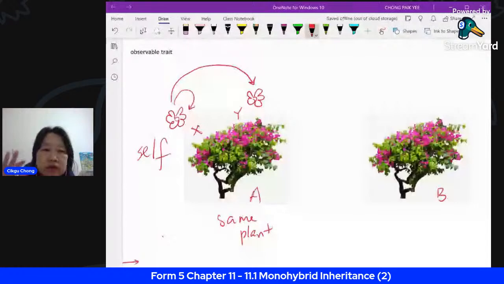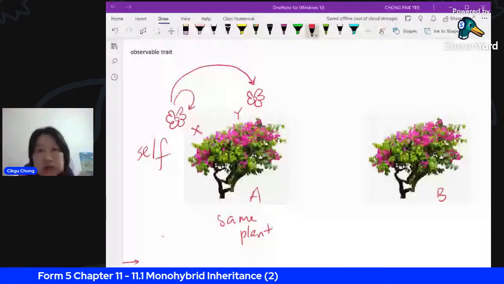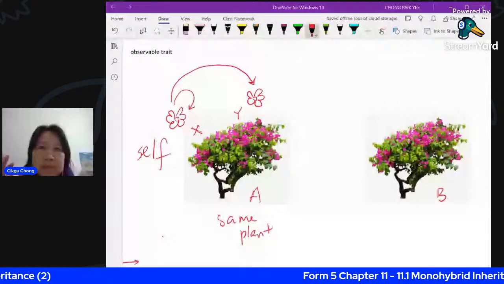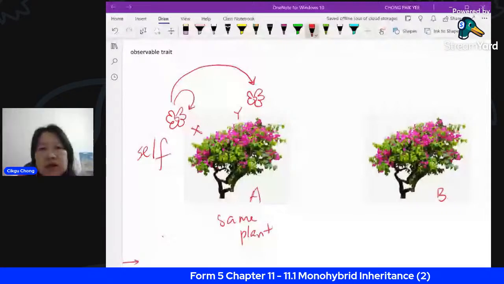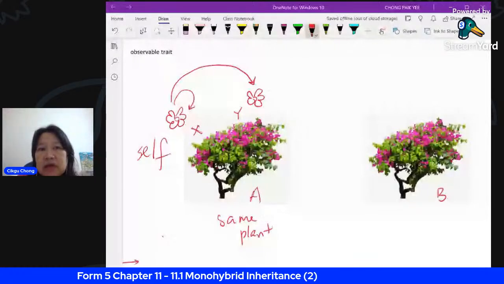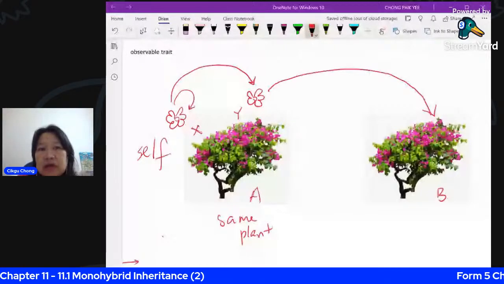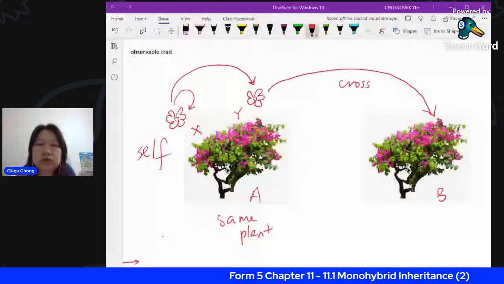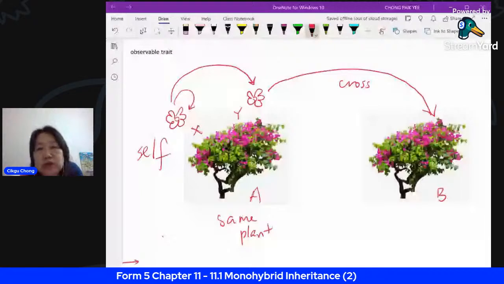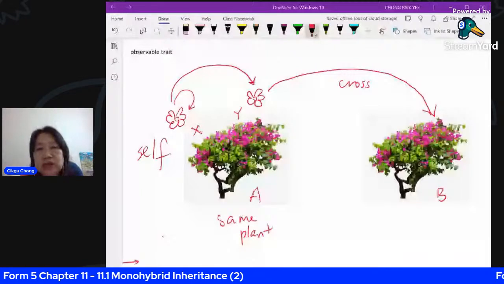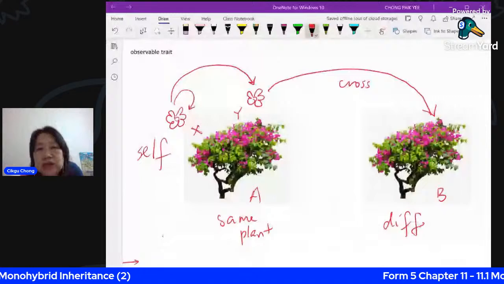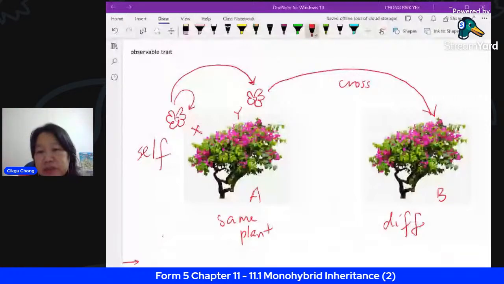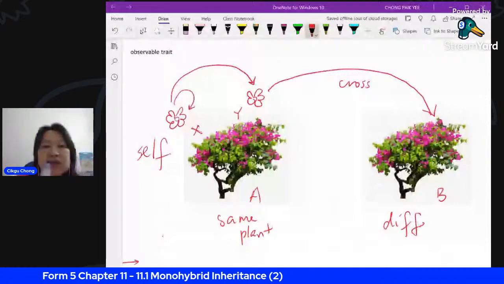Now, how is it considered cross? A cross must be between different plants. So let's say you take the pollen grain of this flower, and you put it onto the stigma of another plant. So this is considered cross. I want you to get the picture clear so that you know what is considered self and what is considered cross-pollination. Cross-pollination, make sure it is a different plant. Same species, but a different plant. That is considered cross-pollination. So first of all, let's see how Mendel did the experiment.